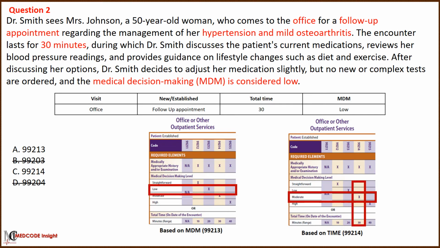When we select the level based on time, it represents a moderate level, which is a higher level than the low MDM level considered in this scenario. Typically, you will prioritize the coding based on the higher component, which in this case is the time. Therefore, you would report an evaluation and management code 99214 based on the moderate level of the time component.